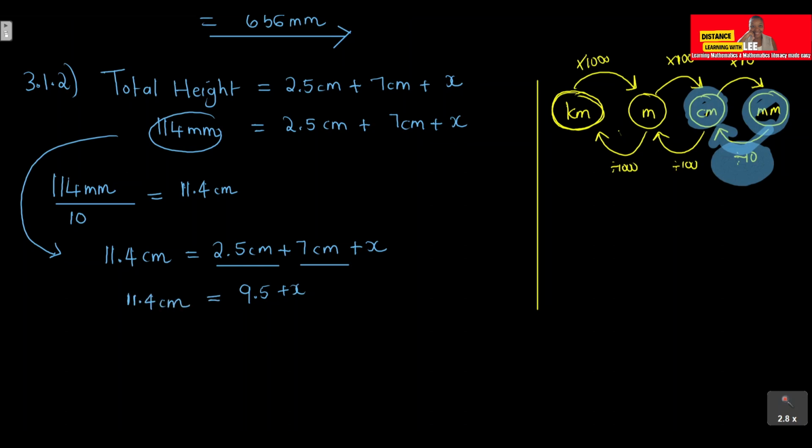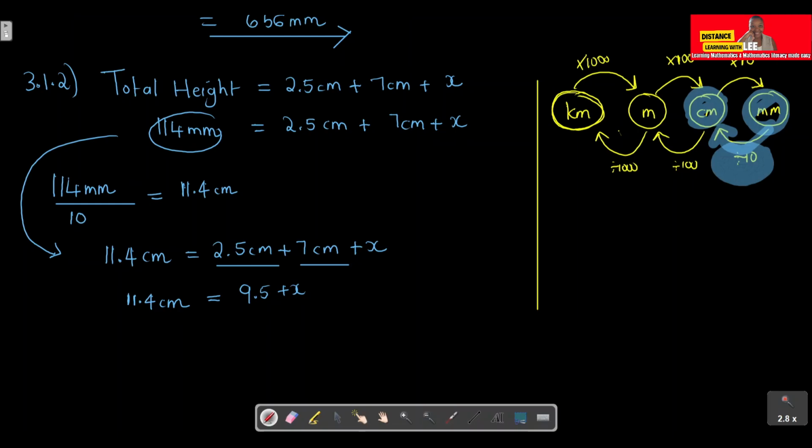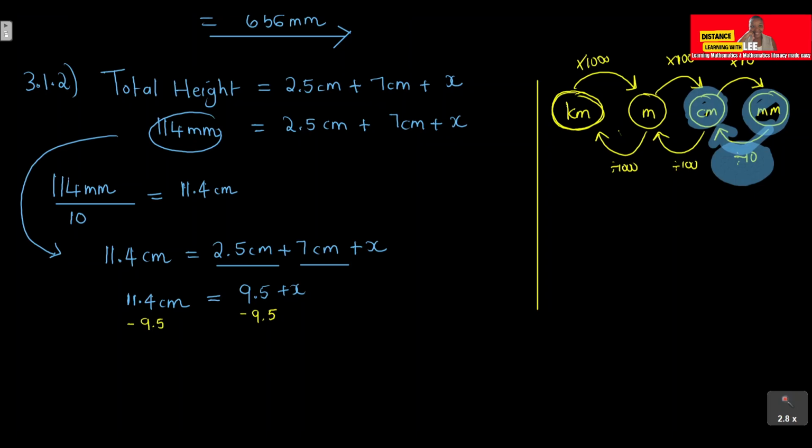11.4 centimeters. And then for us to isolate our x, we need to do the reverse operation of addition. We've got positive 9.5. We want to remove this 9.5, so to remove it, you need to subtract it. And if you subtract it on this side, you need to subtract it on the other side. So therefore, our answer is going to be x is equal to 11.4 centimeters minus 9.5.